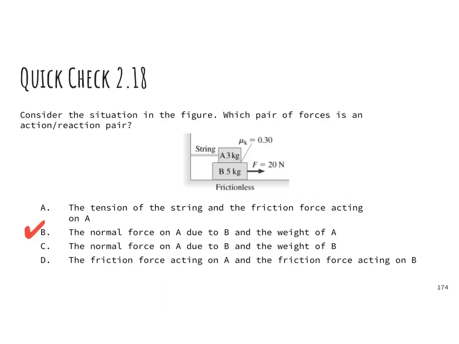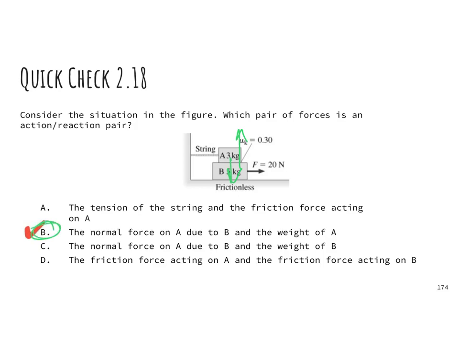All right, here's a quick check. Considering the situation in the figure, which forces are an action-reaction pair? I have all these forces going on, which is really confusing, but I have to look and say: if A acts on B, B acts on A. As I go through the options, the normal force on A due to B and the weight of A. A has this force going downward, and B pushes back up, and that is why B is the correct answer.